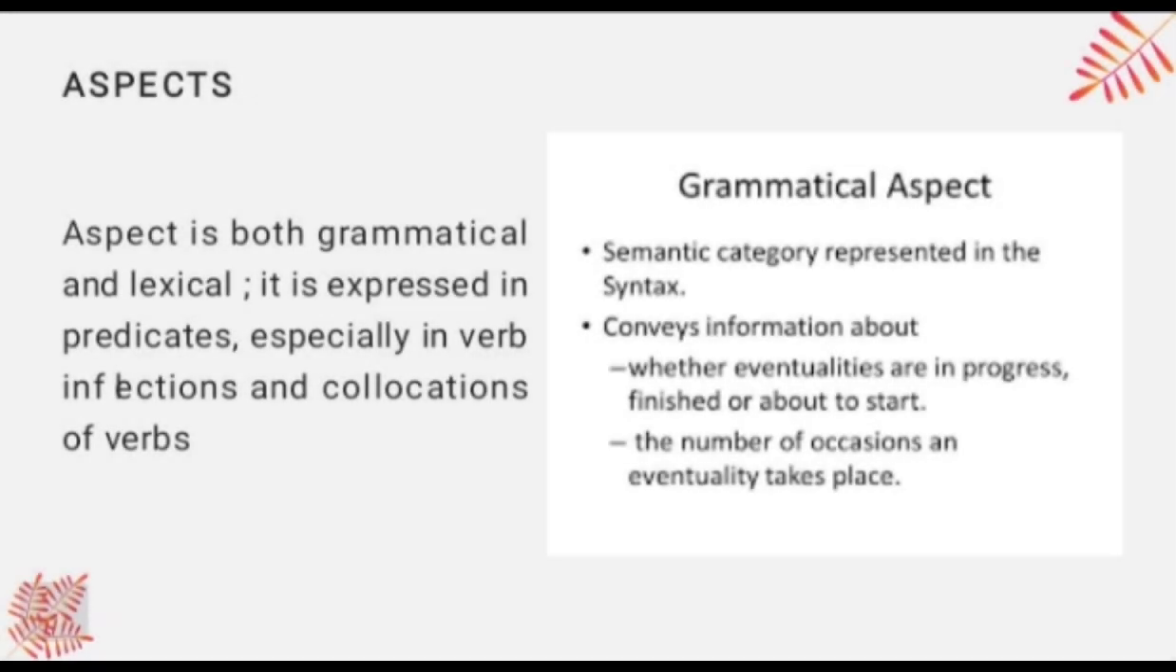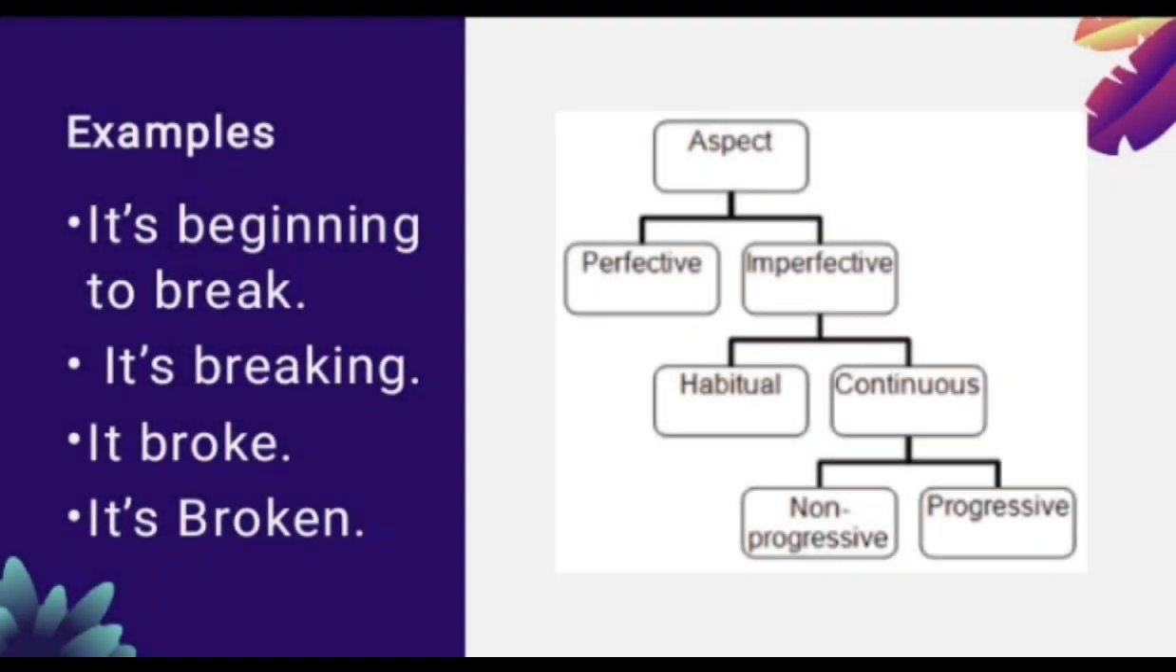It is expressed in predicates, especially in verbs, inflections, and collocations of verbs. One example here is grammatical aspect, which is a semantic category represented in the syntax. It conveys information about whether eventualities are in progress, finished, or about to start, and the number of occasions an eventuality takes place.